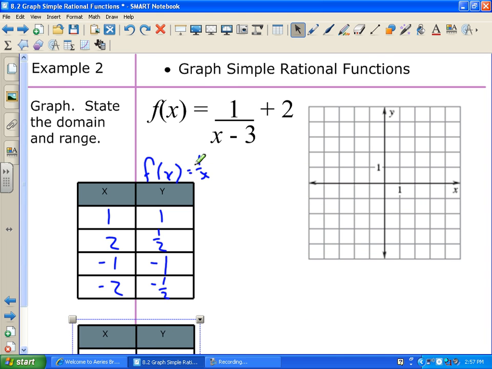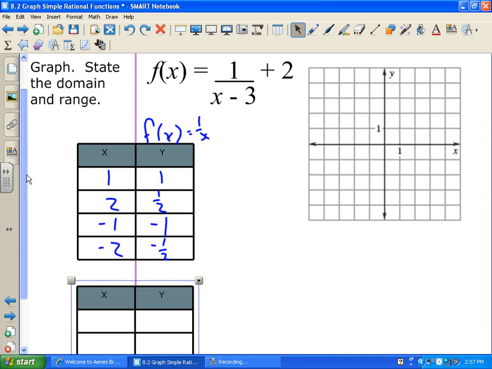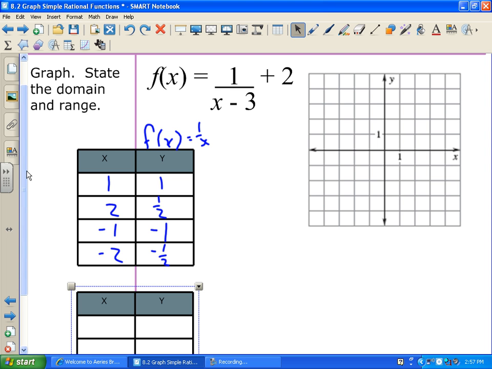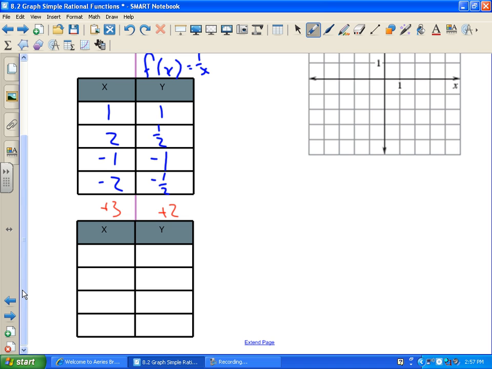Child on this one. Opposite x, same y. So that will be +3 for every change in x and +2 for every change in y. So we'll just go ahead. 1 plus 3 is 4. 2 plus 3 is 5. -1 plus 3 is +2. And -2 plus 3 is +1.